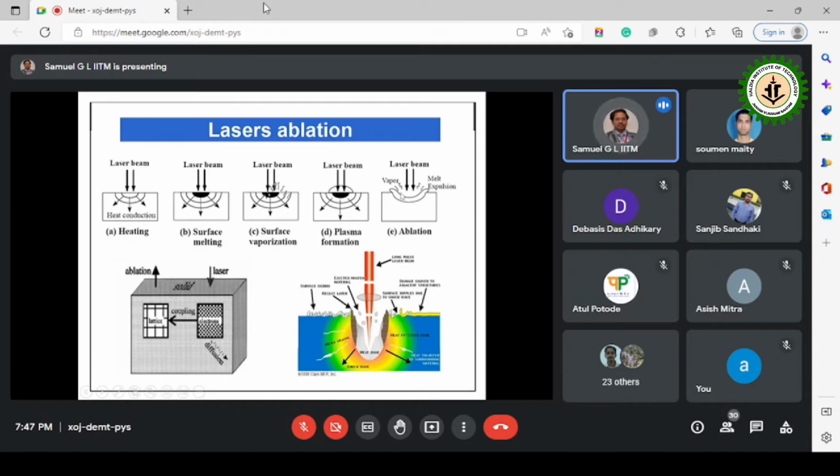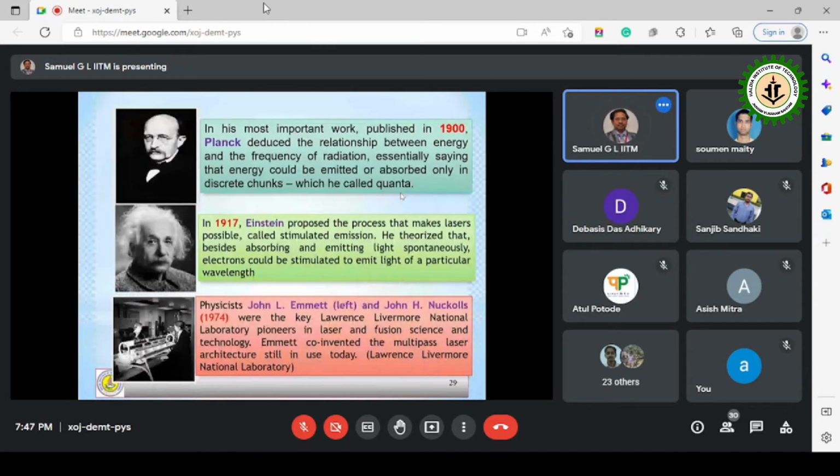And then later, that balloon-like plume bursts, and then the whole molten material is removed. So with this kind of technology, we can machine any hard material that is possible. And if you look into the history of how these lasers were made, it's very, very interesting.